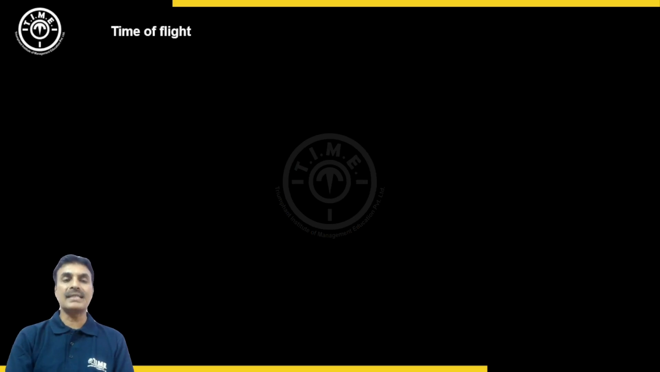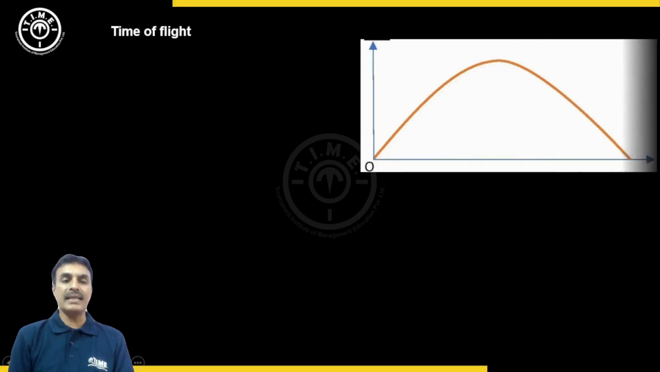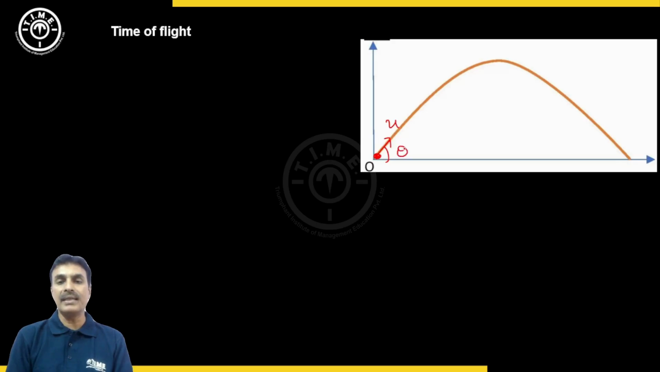Now let's see what is the time of flight. See, the time of flight is the time for which a body remains in the air. When projected from the ground with a velocity u, making an angle theta with the horizontal, up to its maximum height, the time is called time of ascent, and the time for the downward journey is called time of descent. For a ground to ground projectile, time of ascent is equal to time of descent.